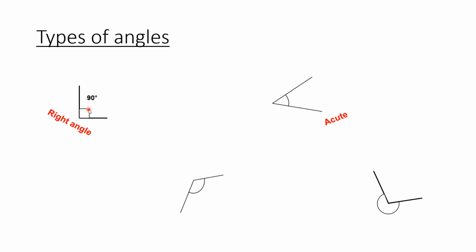Then we've got an acute angle. An acute angle is an angle that is smaller than 90 degrees, and that's called an acute angle. An obtuse angle, that's an angle that is greater than 90 degrees, okay? However, it is smaller than 180 degrees, and the reason for that is because then we have a reflex angle. A reflex angle is greater than 180 degrees.